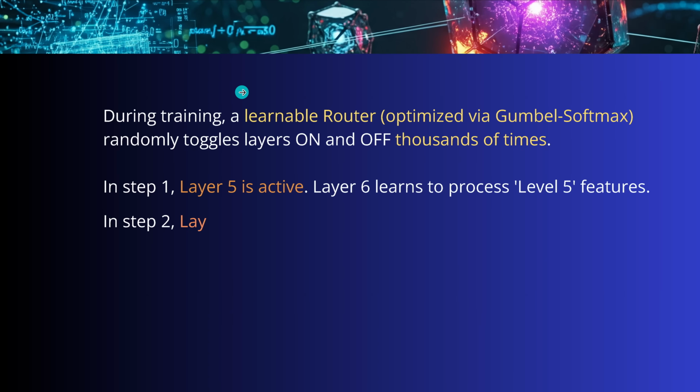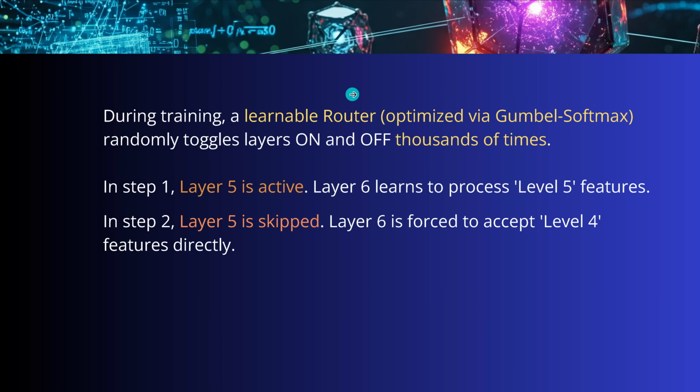So during the training, this learnable router, optimized via a special Gumbel softmax function, real nice, randomly toggles the layers on and off. And this happens thousands of times during the training phase. So let me give you an example. In step 1, layer 5 is active, so layer 6 learns to process the level 5 features that are coming in from layer 5. In step 2, layer 5 is skipped. Now layer 6 is forced to accept a level 4 feature directly.